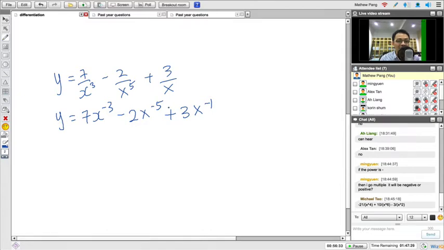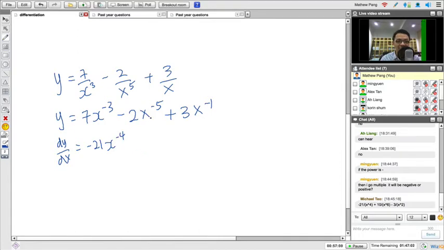Alright, so when I change this one to indices form already, then only I start to differentiate. Okay, you're going to see when I start to differentiate, what will happen is something like this. I'm going to move the negative 3 in front. When I move the negative 3 in front, I will straight away get negative 3 multiple 7, right? So it will be negative 21. And then this one is x power of negative 3 minus 1, negative 4.